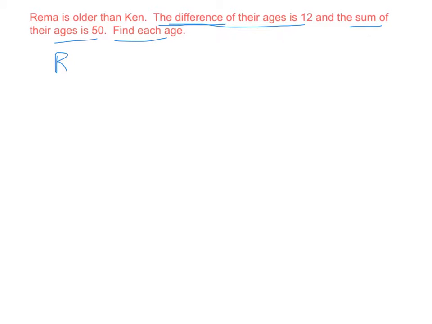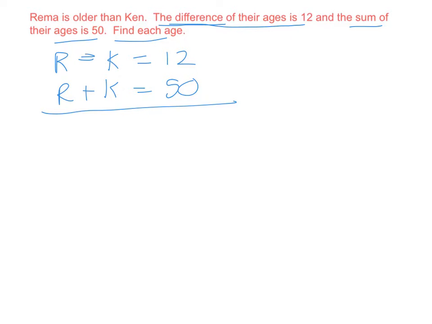And the difference of their ages is 12, which means subtraction. If I take r minus k, I'll get 12. The sum of their ages is 50. So there's my two equations, real simple. They are set up for doing elimination because I have a negative k and a positive k. I can add the two equations together and get 2r is 62. Divide by 2, and r is 31.